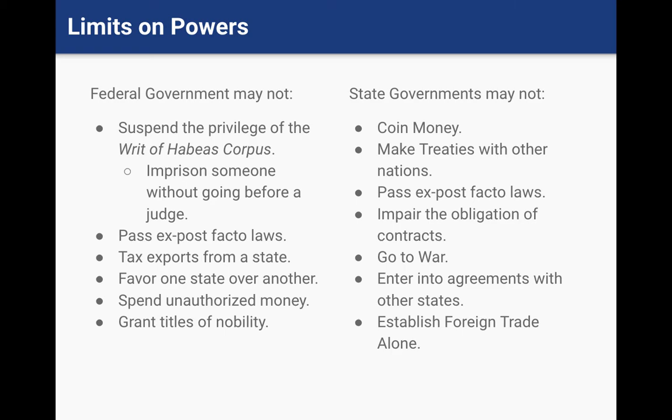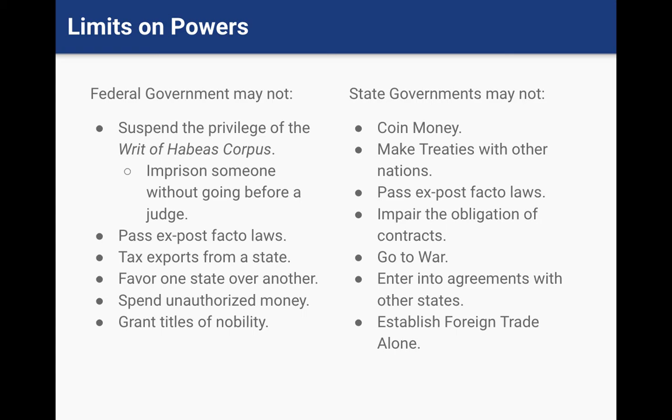State governments, though, also have a number of different limits on them. They can't do things like coin money. You don't have a Michigan dollar or an Ohio dollar or anything like that. I don't know why anybody would want to buy a dollar from Ohio. But each of the states is not allowed to coin money. That's something only the federal government can do.